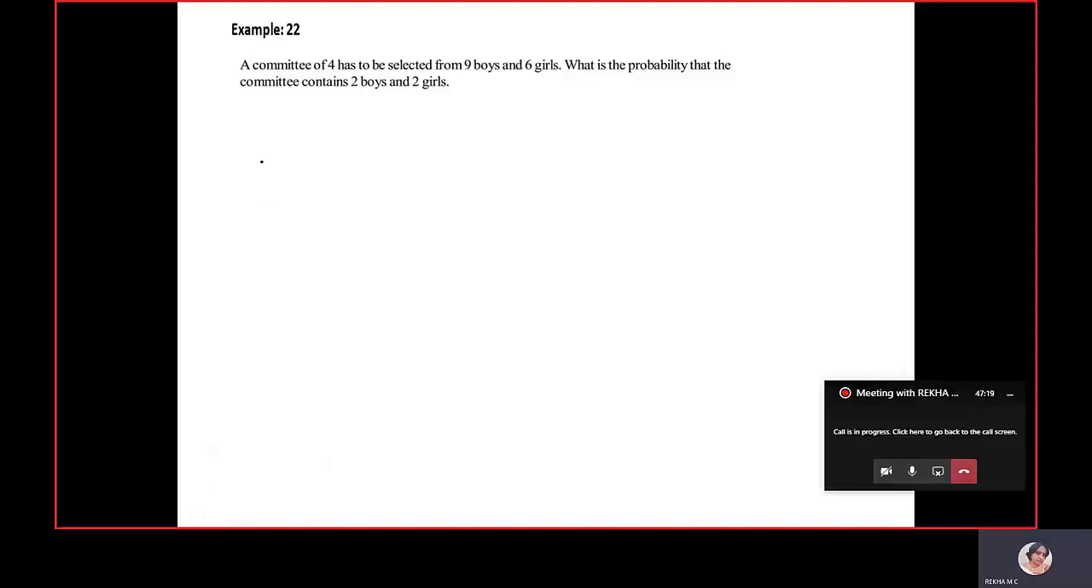A committee of 4 has to be selected from 9 boys and 6 girls. What is the probability that the committee contains 2 boys and 2 girls? The solution. So the total number of selections is equal to 15, that is 9 plus 6 is 15, C 4.